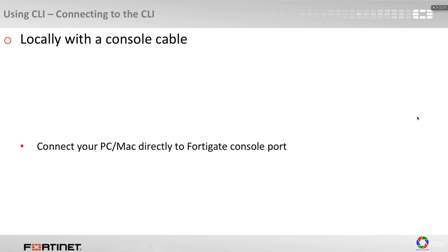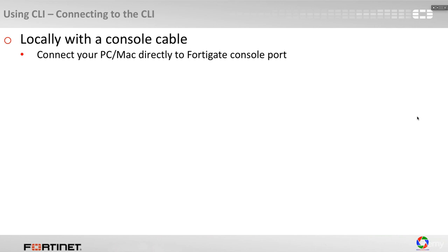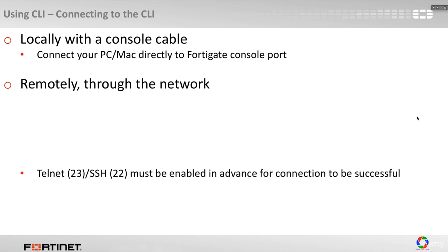In this section, we are going to talk about using the CLI to access, configure, and manage FortiGate devices. So first of all, what are the options? Well, you can connect locally with a console cable, and this means basically connecting your PC or Mac directly to the FortiGate console port. The other option is to remotely connect to the FortiGate through the network.